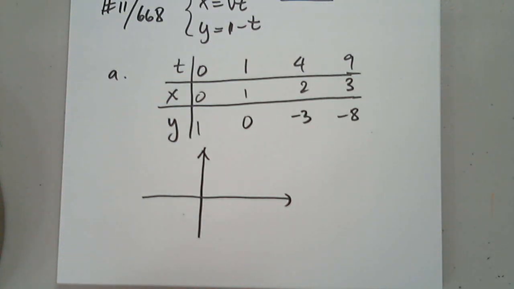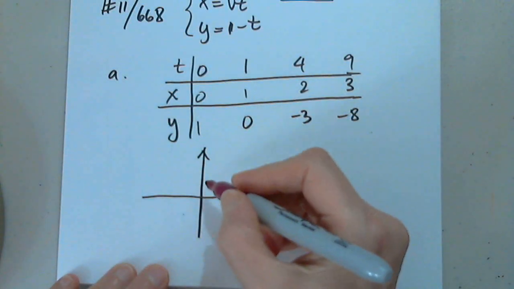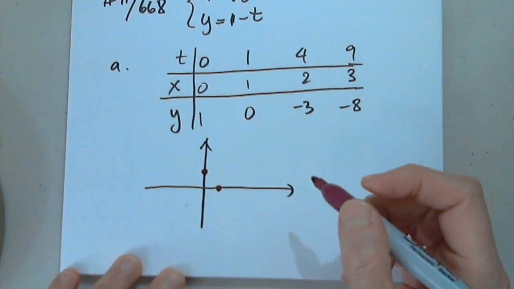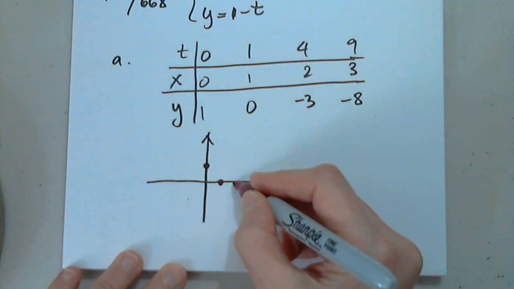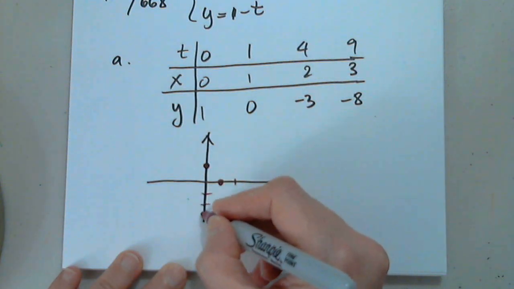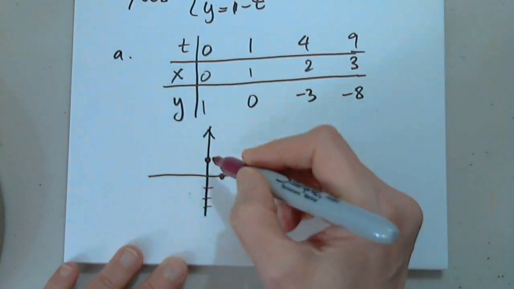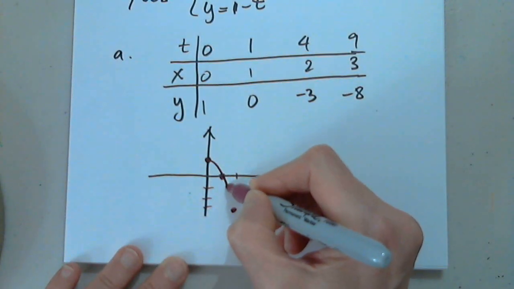Okay, so let's start by graphing (0, 1), (1, 0), (2, -3), and (9, -8). Obviously, we already know what we have.